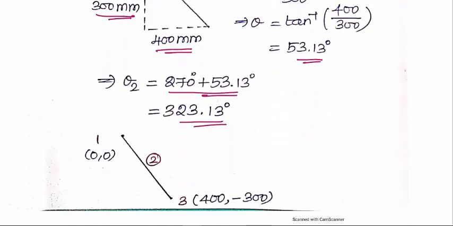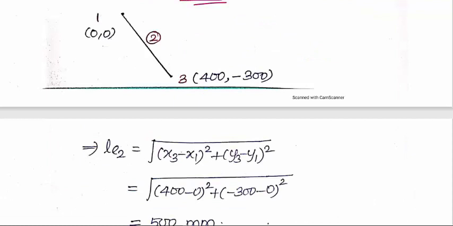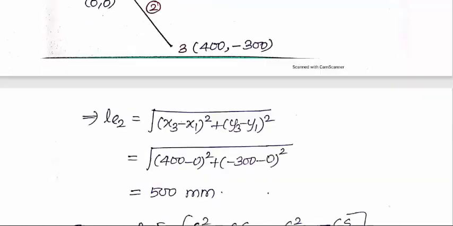Okay. Then to calculate the length of the second element, we know the coordinate positions of the starting and end points of the second element. So we can use this formula for calculating the length of a line, x3 minus x1 the whole square plus y3 minus y1 the whole square inside the square root. So we will obtain the length of the second element as 500 millimeter.